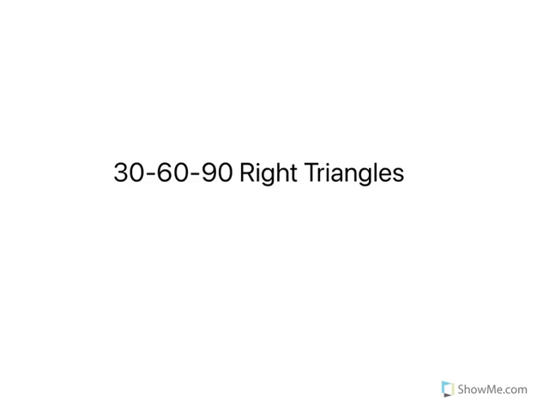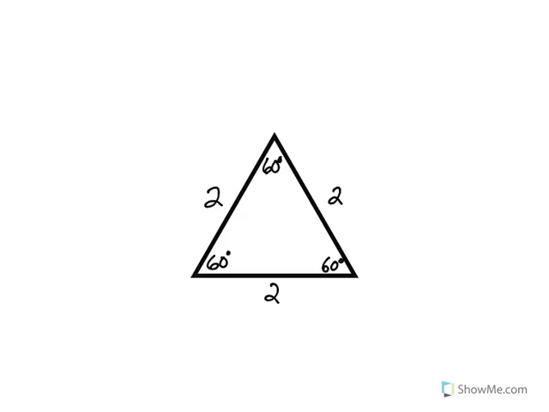30, 60, 90 right triangles. Special right triangles are really important in trigonometry and then into calculus. And I think it's important that we understand how these values are found. So first, we're going to start with an equilateral triangle.